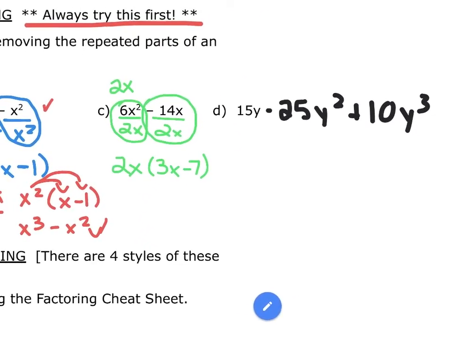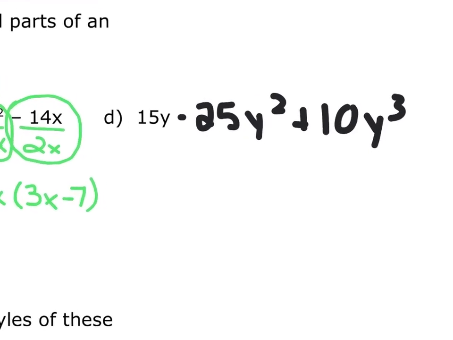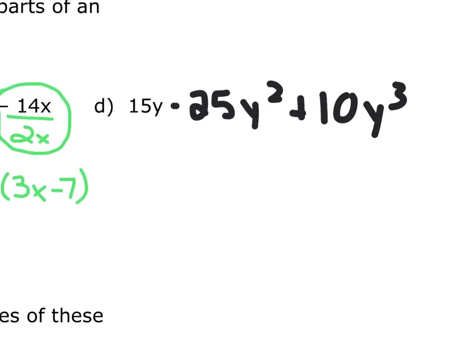One goes into every number in the whole time. Okay, and I'm going to move on to this last one. Okay, so 5 is the obvious one, and what else? 5y. Okay, so we're going to divide everything by 5y.